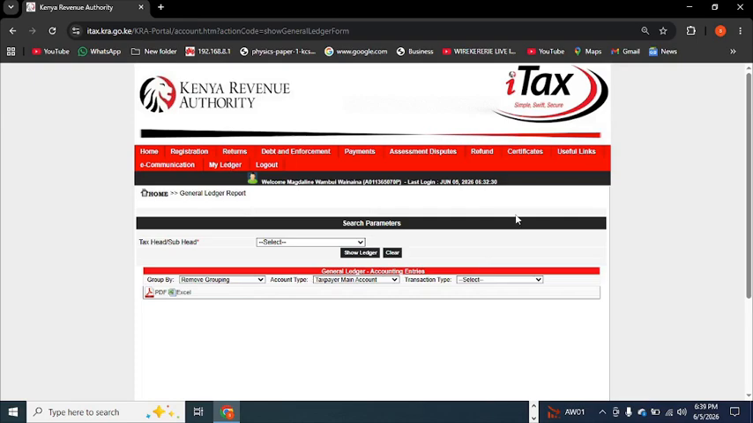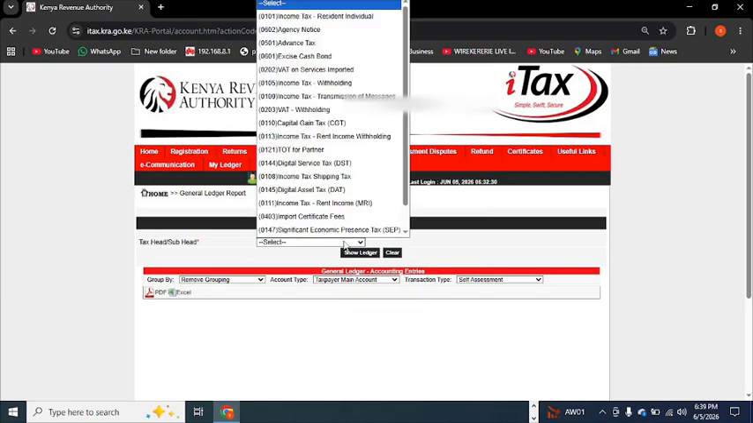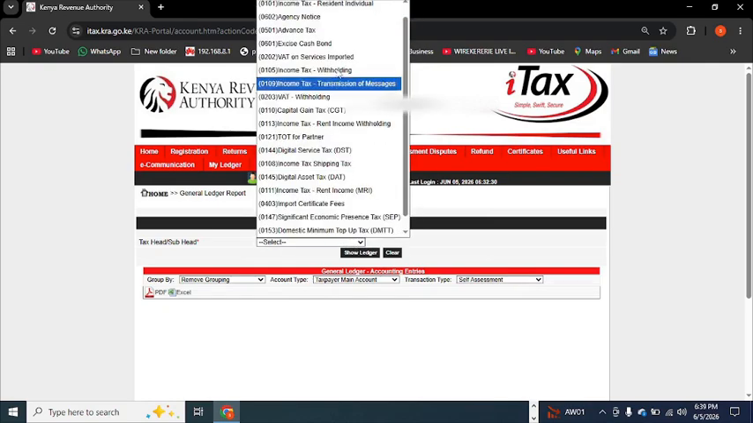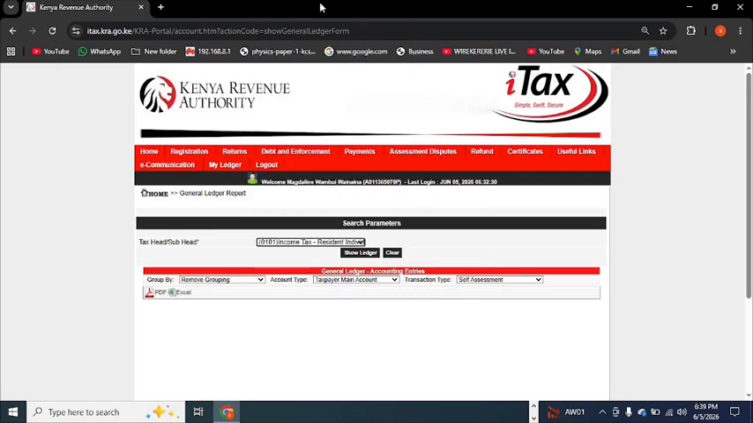So we need to come here and choose the transaction type, which was self-assessment, and then select the tax head. The tax head is income tax resident individual, in case you are a resident. So I want to show you where the discrepancy is coming from. So from them, we can show the ranges. So let us display the ranges.